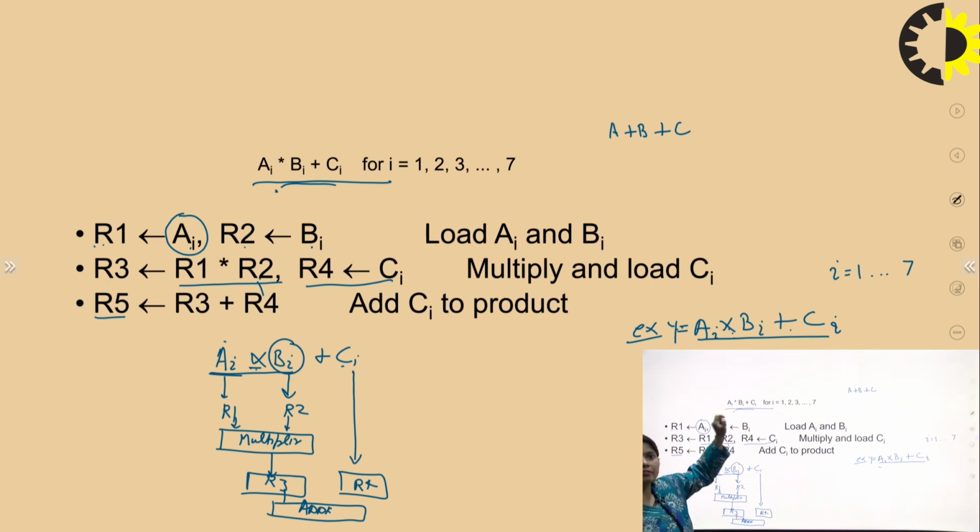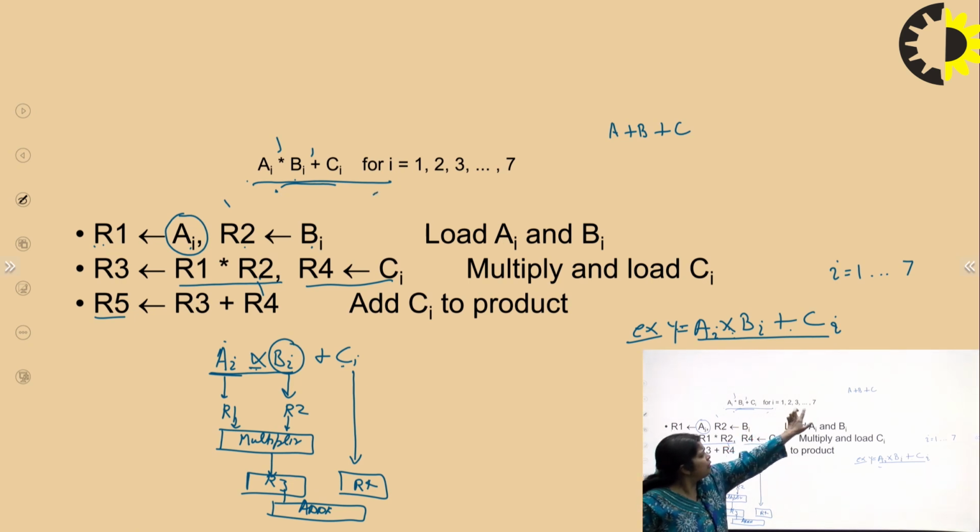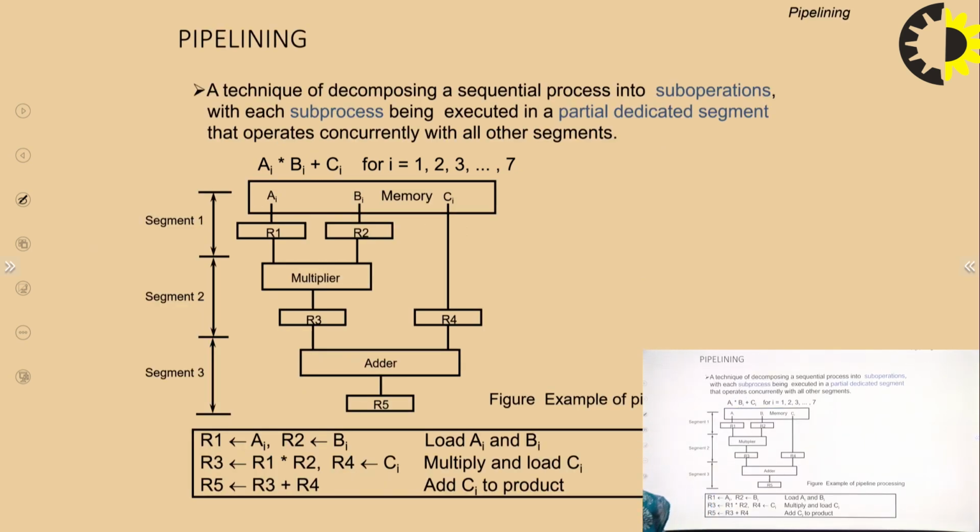If the instruction is AI into BI plus CI, where 2 opcodes and 3 operands are there, 3 operands and 2 opcodes, it means we have a 3-stage pipeline. And here it is written how many times the pipeline will be executed, that is 7 times. Now the same procedure is displayed here: in the first time AI goes to R1, BI goes to R2 and CI goes to R4.